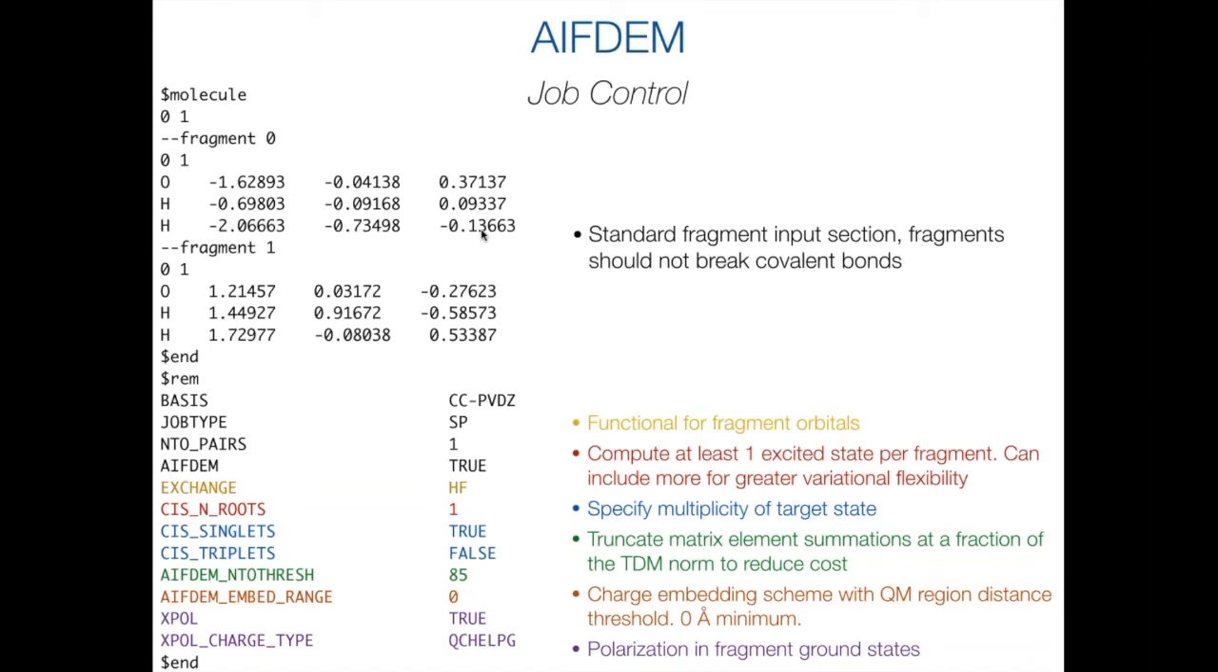The embed range keyword in orange will invoke charge embedding. If this keyword is absent, no embedding is used. 0 for this keyword will specify the minimal QM region, and this can be adjusted for users to try playing with this QM region. The purple expo keywords at the bottom are optional and can be included to get some approximate polarization effects in the ground state for the fragment calculations.